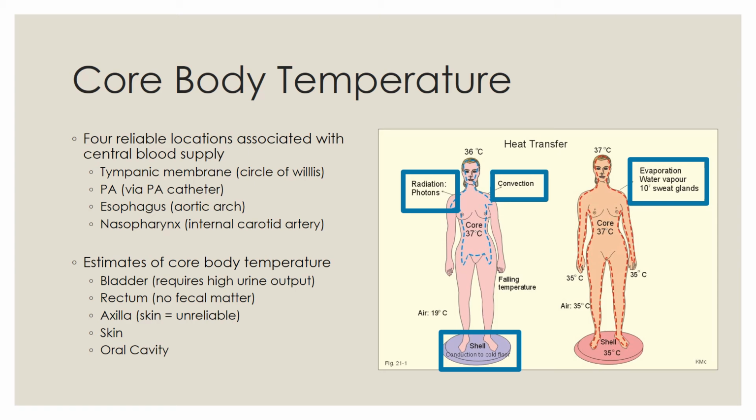Over here, the image to the right shows the 4 different ways that heat is transferred. Those are radiation, convection, conduction, and evaporation. The way that most heat is lost is through convection, which means through circulating air currents, which is why the Bair Hugger is the best way to warm a patient.